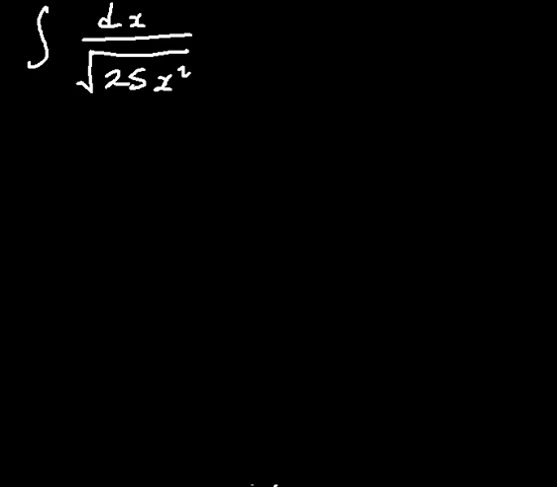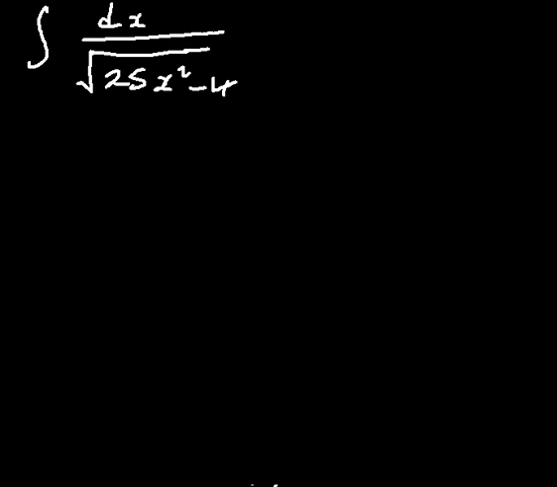Now, what if this is the kind of case? Let's consider the integral of dx divided by the square root of 25x squared minus 4. So how do you think we should integrate this kind of expression, if that is the case?